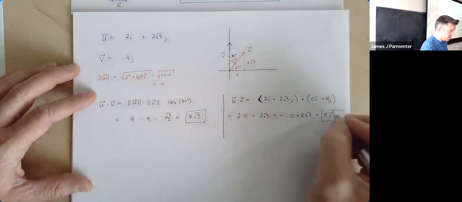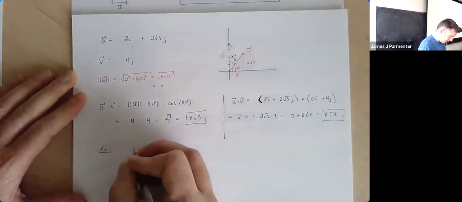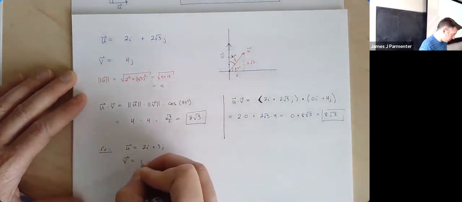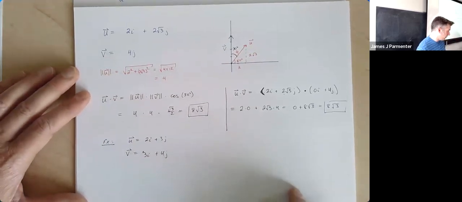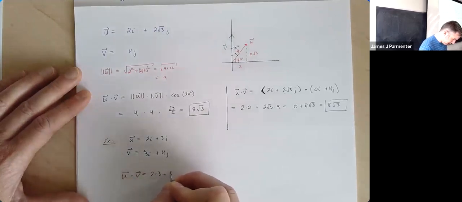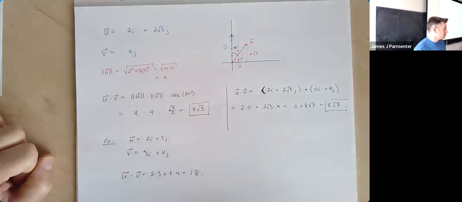And that is the thing that we really want to know: when you want to find the dot product of two vectors, you don't need to know the angle between them. What you need to know is just how they're written component-wise, and then multiply their components together, add the results, you're done. That is how you find the dot product of two vectors. So for example, if U is equal to 2i plus 3j, and V is equal to 3i plus 4j, I can very easily find the dot product of U and V. U dot V is going to be 2 times 3 plus 3 times 4, which is 6 plus 12, which is 18. Cool.